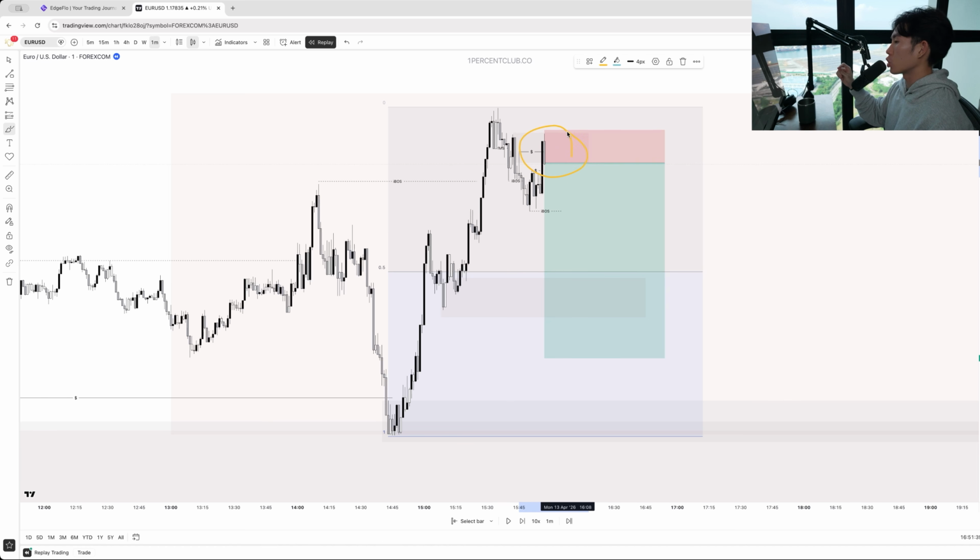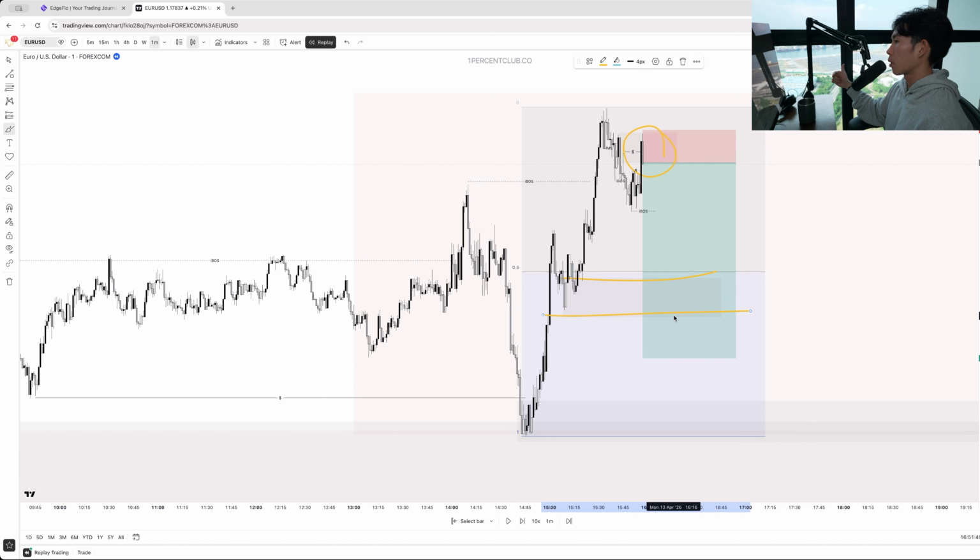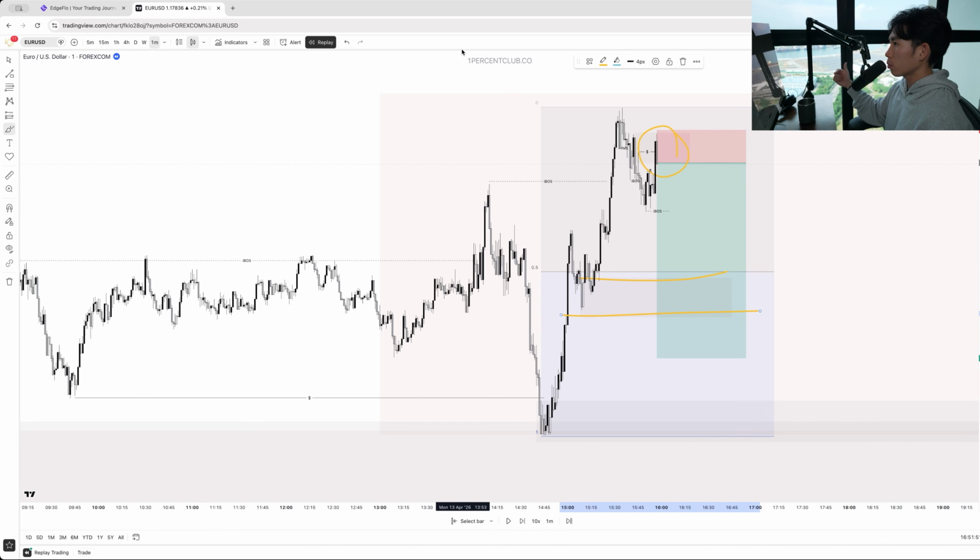If I'm entering for a short right here, bare minimum, price is going to come down here. Okay, absolutely no doubt, because this is the next 5-minute supply zone. 5-minute demand zone. Okay, this is the next 5-minute demand zone.